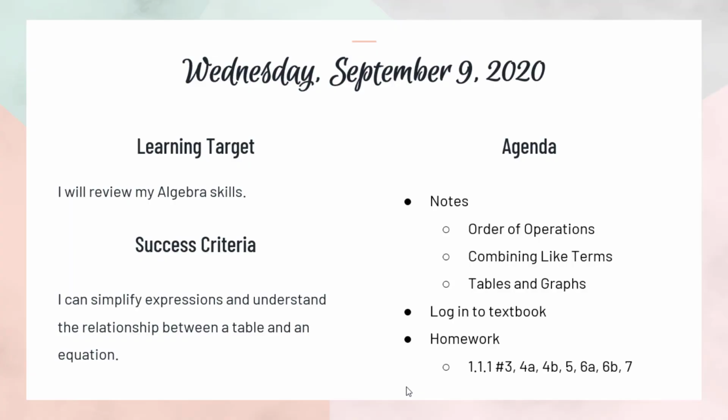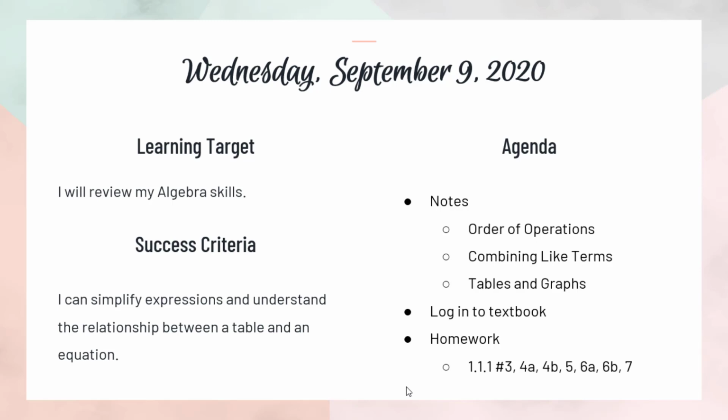Today is Wednesday, September 9th, 2020, and we are in day 2 of school. So here's what you'll see for most videos to get us started. It is the open slide, and we've got our day at the top, and then our learning target and success criteria. So let's talk about those. Today's learning target is that you're going to review your algebra skills from last year. You'll know you're successful when you can simplify expressions and understand the relationship between a table and an equation.